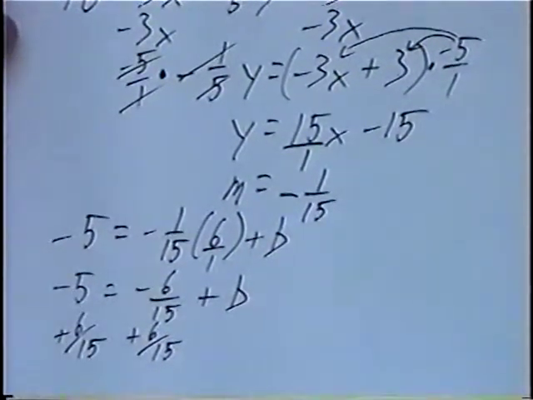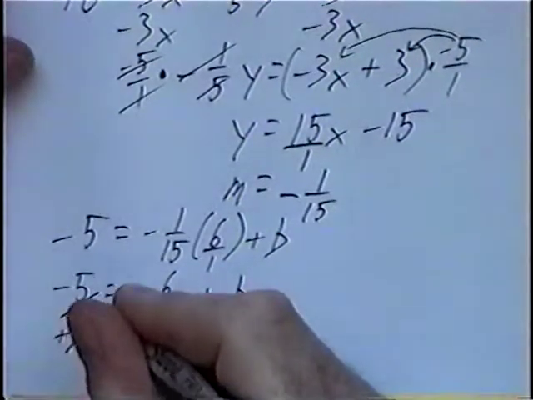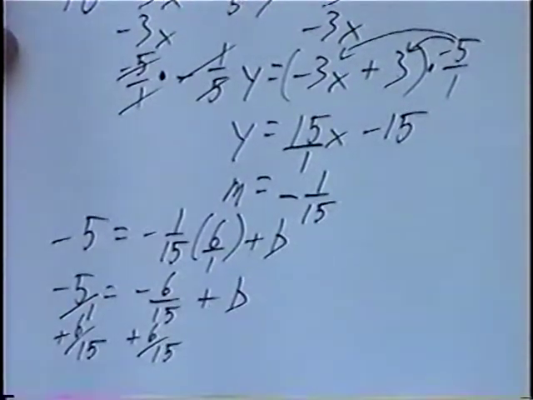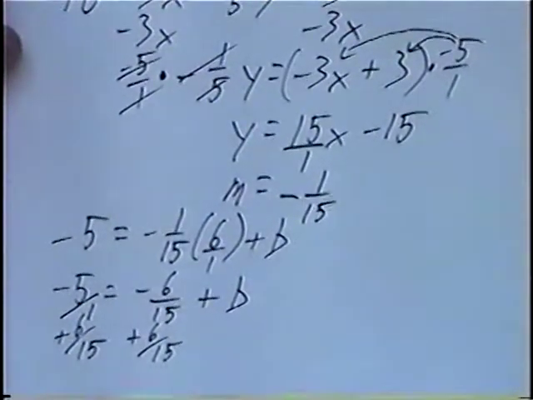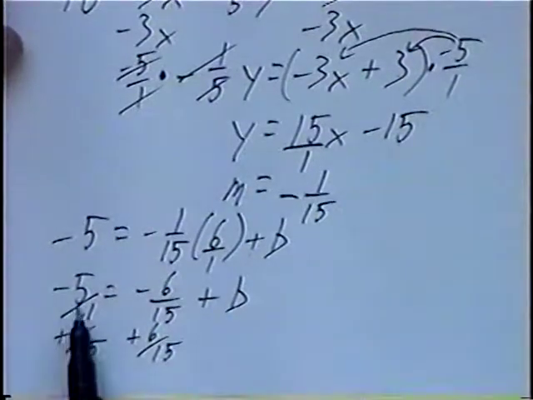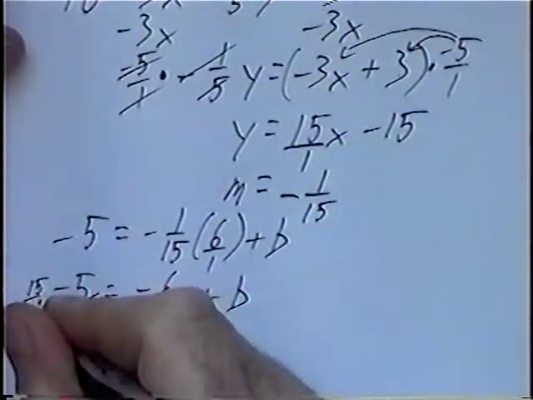Negative 5 plus 6 over 15. We need common denominators for those. So we can make it negative 5 over 1. And the common denominator would be 15. So negative 5 will multiply by 15 for the numerator and denominator.